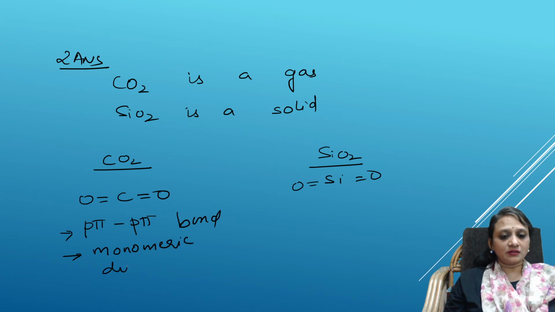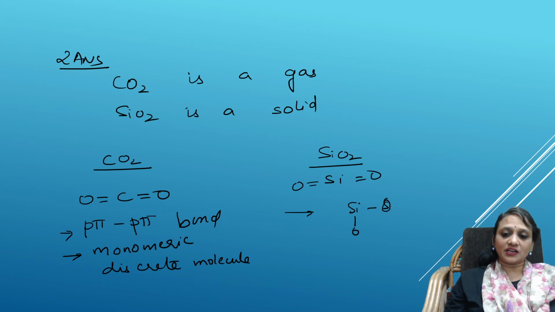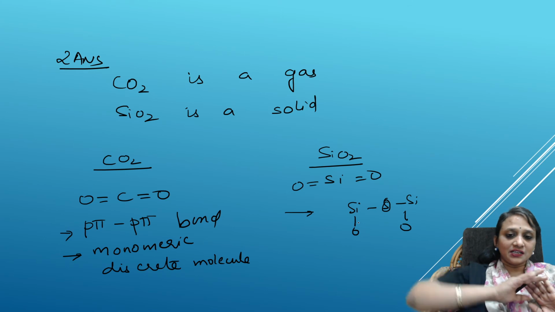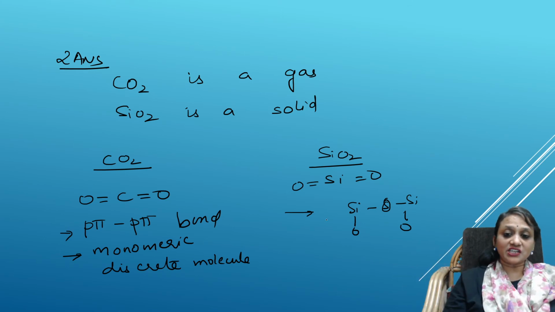Monomeric, discrete molecule. Single unit only it forms. But in case of SiO2, what happens? This is a very large size. SiO is linked with one more, again linked with one more, like that. It forms a giant molecule.